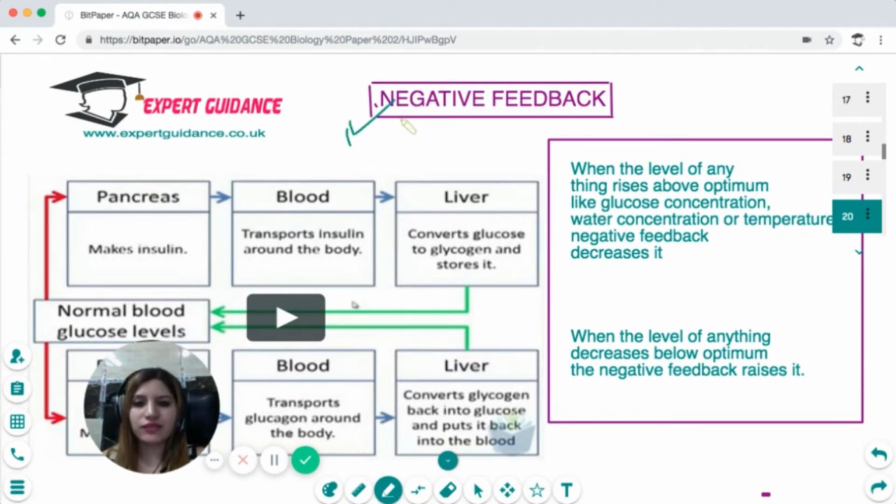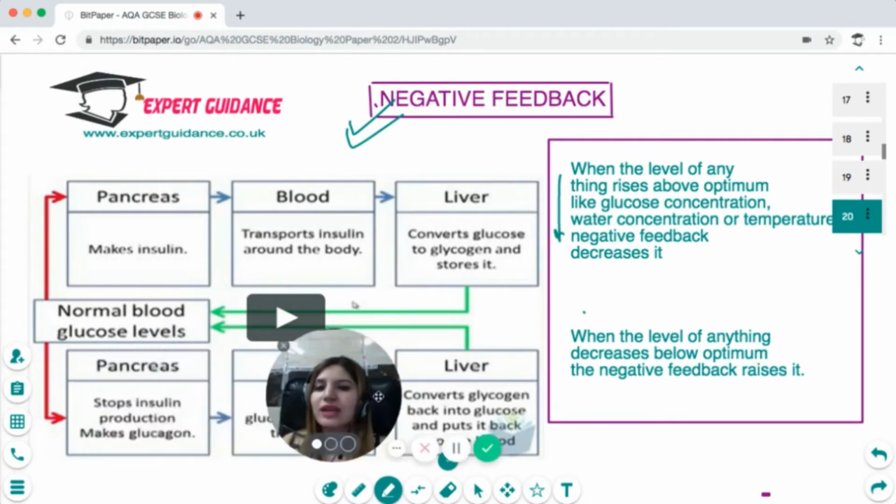Now, this insulin maintenance, or the maintenance of water level, which we'll be seeing later, is an example of negative feedback. What is negative feedback? Negative feedback is when the level of anything rises above optimum, like the glucose concentration, the body tries to decrease it. And if the level of anything decreases below optimum, the body tries to increase it. So the body is always doing the opposite to what has happened, and this is known as negative feedback.